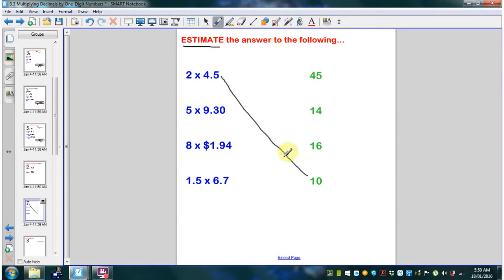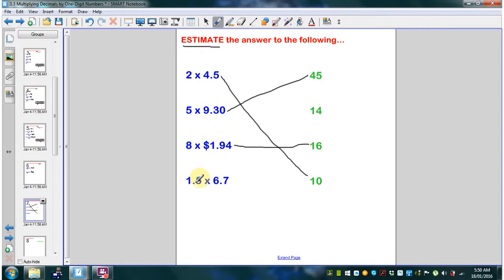Okay, so by now you should have these done. Let's just check your answers. 5 times 9.30, where we're estimating, so we can round our decimal. This becomes just 9. So 5 times 9 is 45. Okay, 8 times, and then we have a dollar in this one. 8 times $1.94. Well, 1.94 is close to 2. So 8 times 2 is 16, which means our last one should be 14.